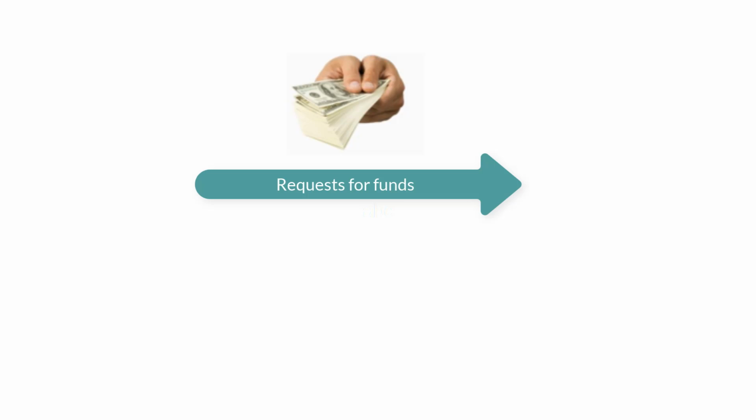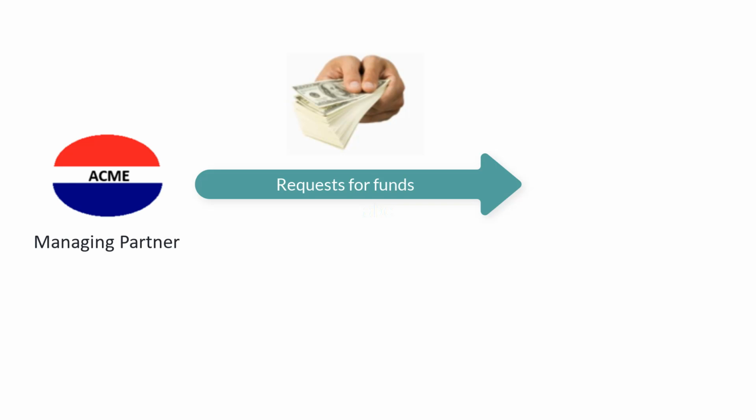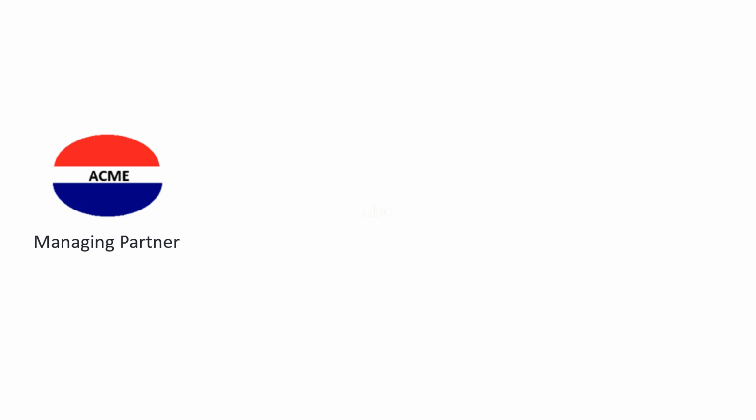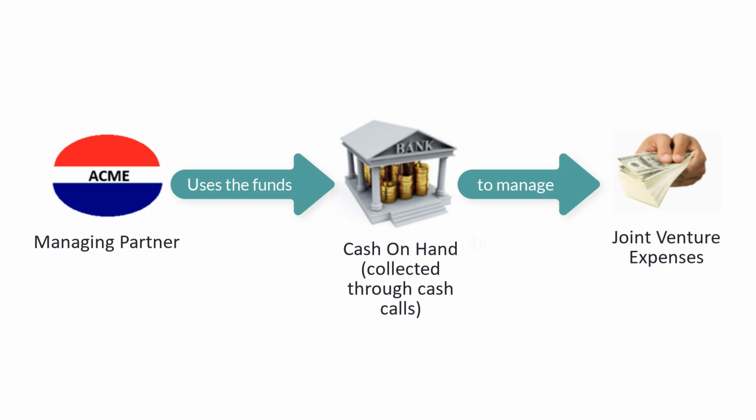Cash calls are requests for funds from the managing partner to the partners of a joint venture. The managing partner uses the funds to manage the expenses of the joint venture. When the expenses are distributed to the partners during the distribution process, the amounts are drawn from the partners' cash calls until the cash calls get depleted.